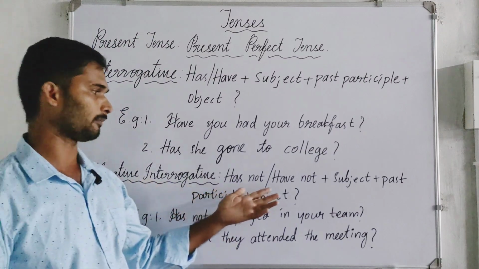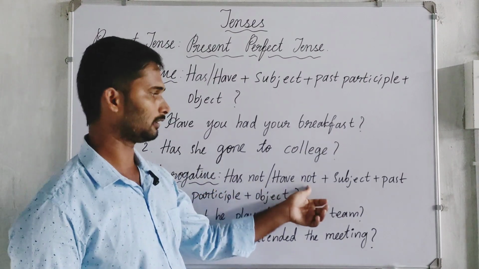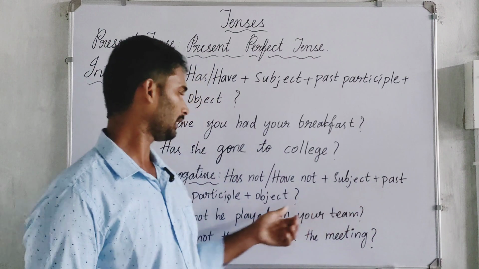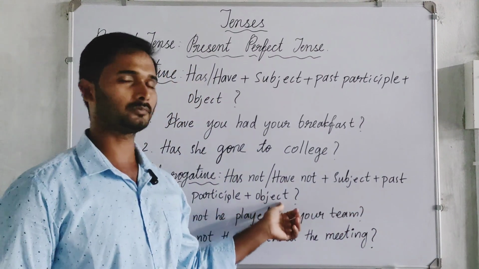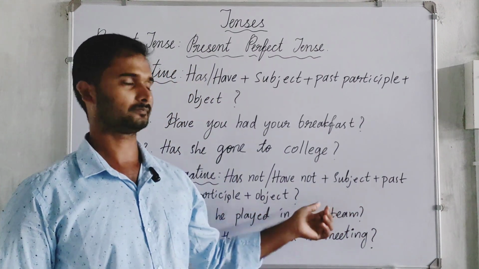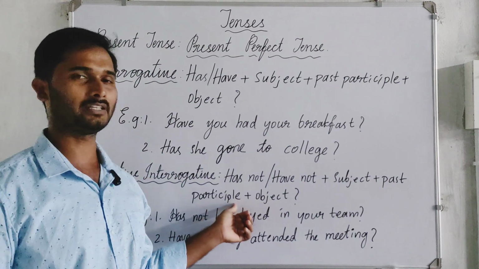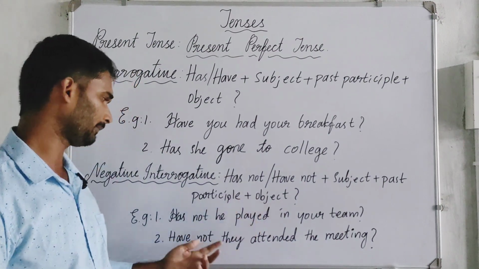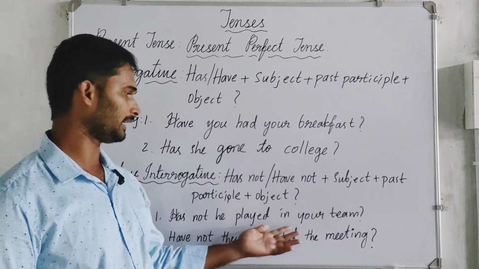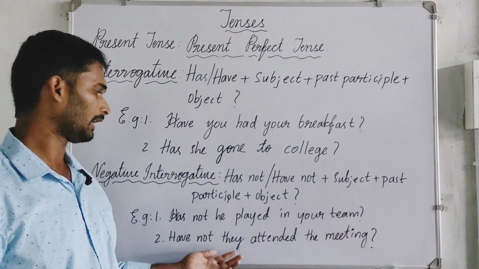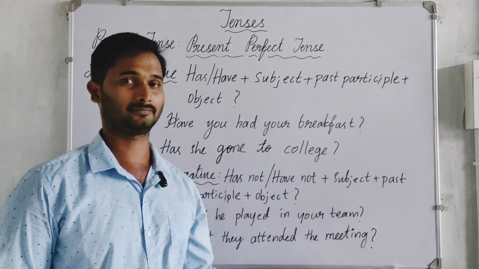Negative interrogative form and the syntax. Has not or have not plus subject plus past participle plus object plus an interrogative mark. Here past participle means V3 form, verb form 3. Some examples. Have not he played in your team? Have not they attended the meeting?